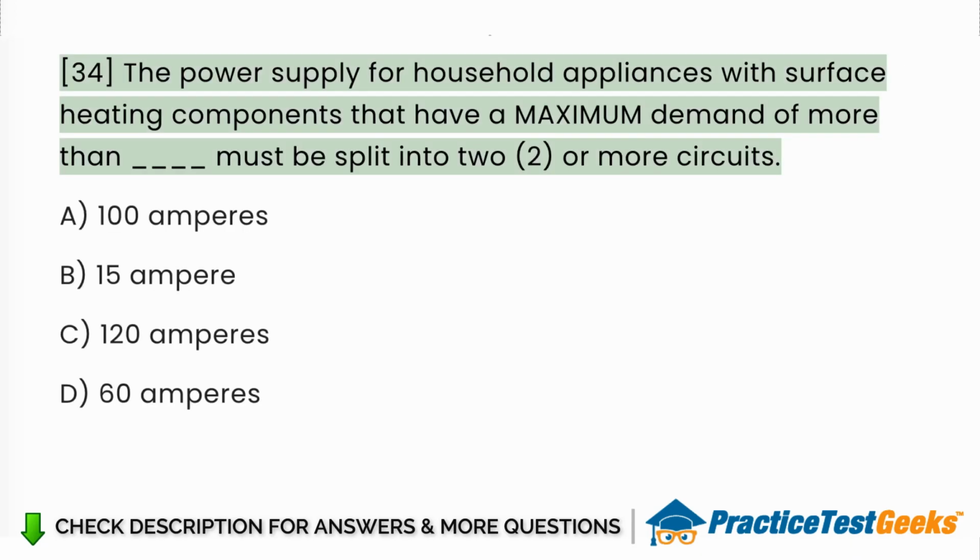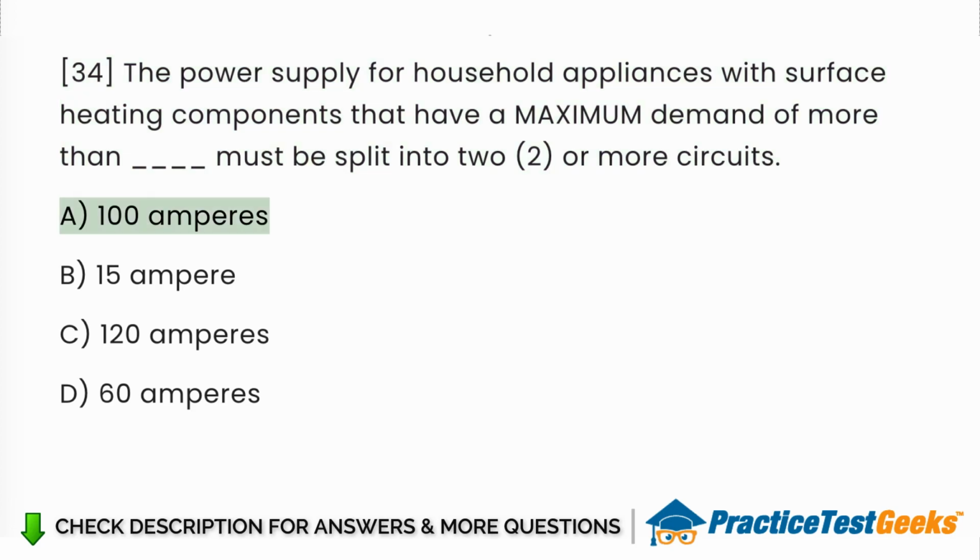The power supply for household appliances with surface heating components that have a maximum demand of more than ___ must be split into two or more circuits. A. 100 amperes. B. 15 amperes. C. 120 amperes. D. 60 amperes.